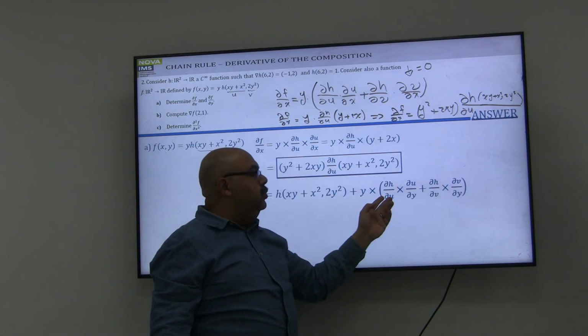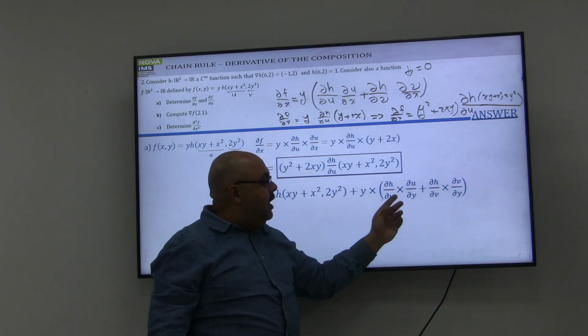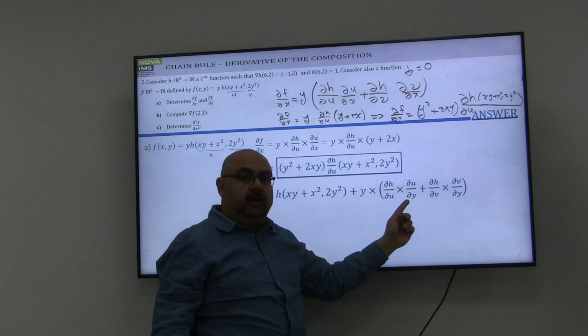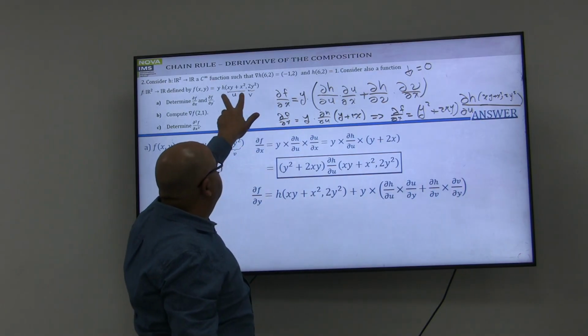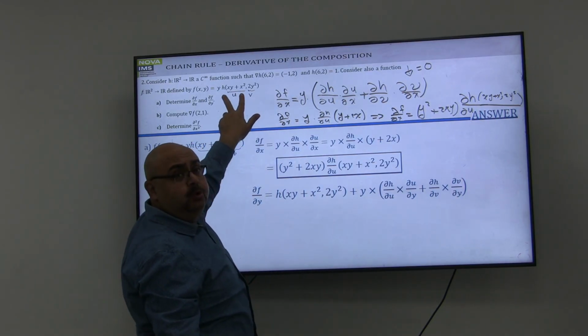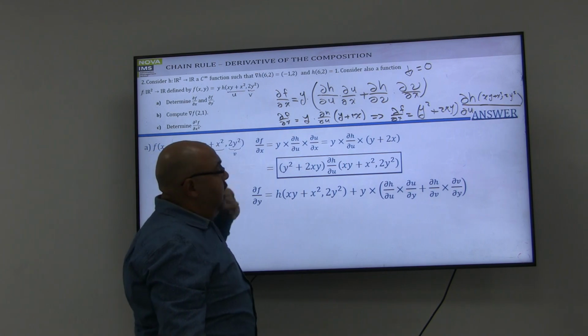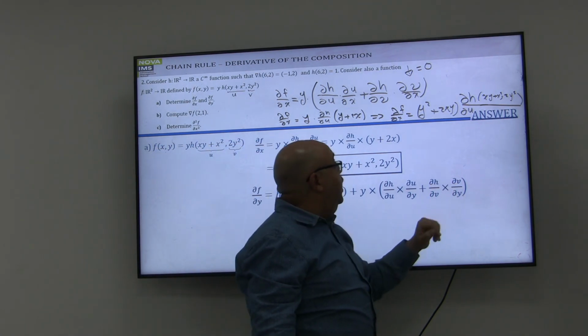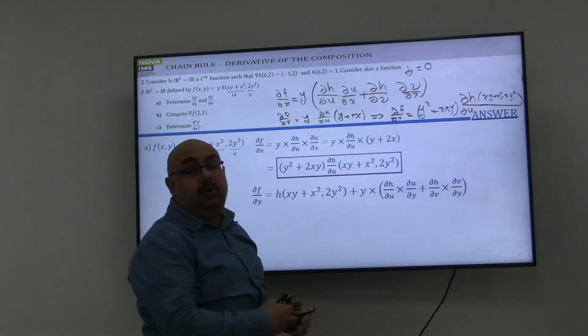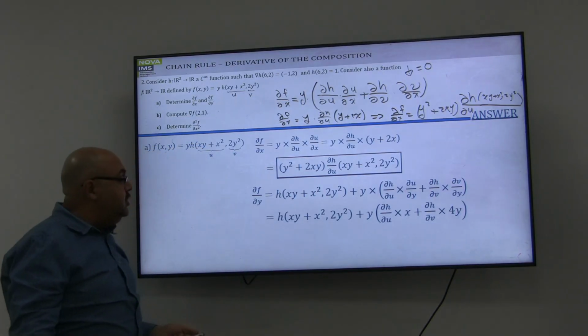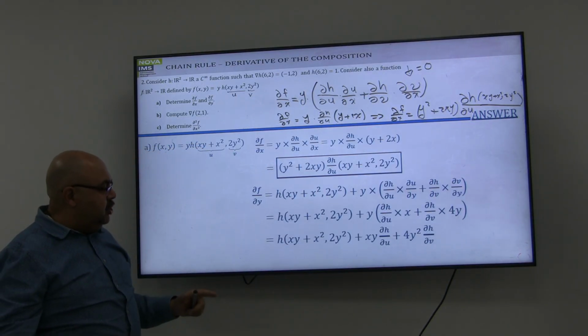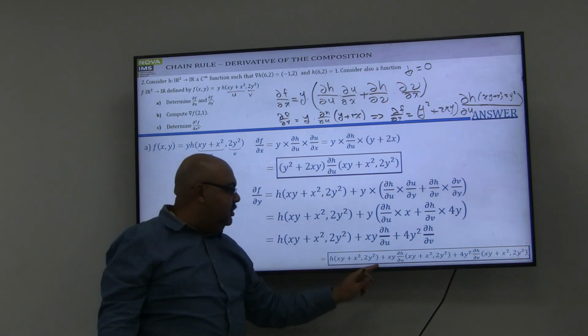The substitution is very, very simple. Partial h, partial u will remain, but you said I will differentiate u with respect to y. Okay, so once more, I will differentiate with respect to y, it's going to be x. Then times partial v, partial y. I will differentiate with respect to y, which is going to be 4 of y. And of course, I will try to simplify as much as possible. That's the simplest of all.